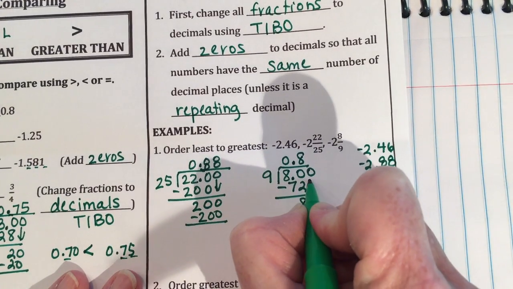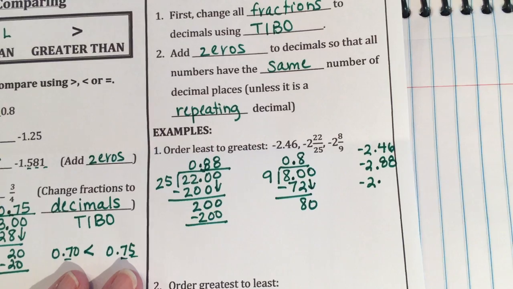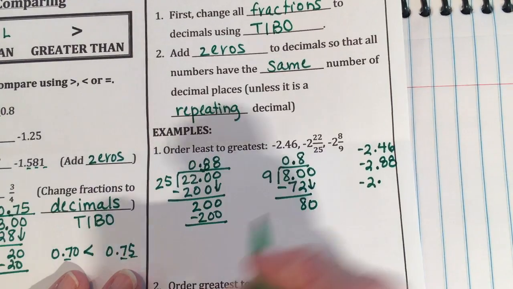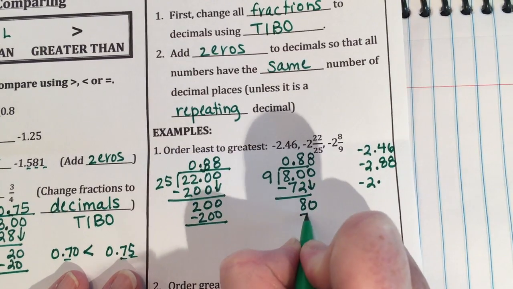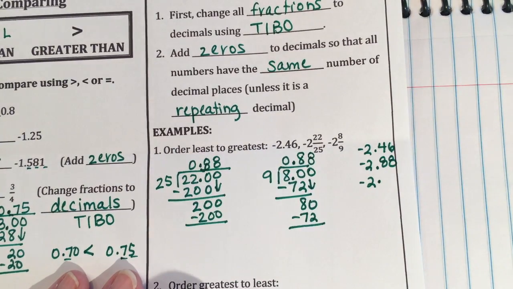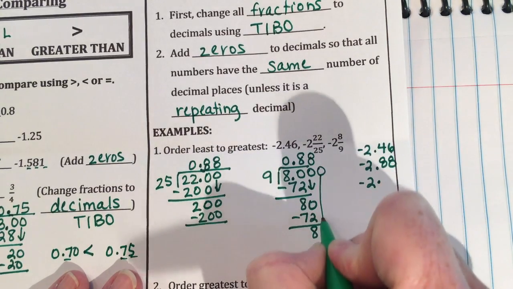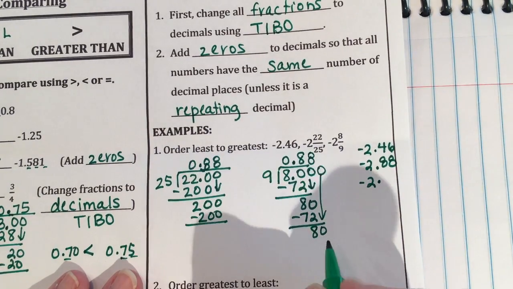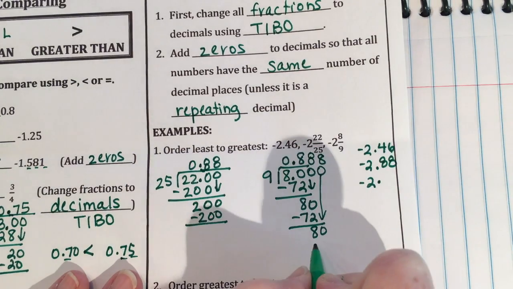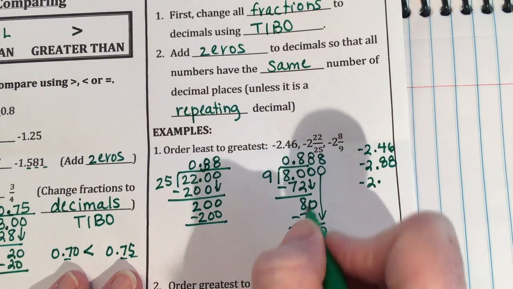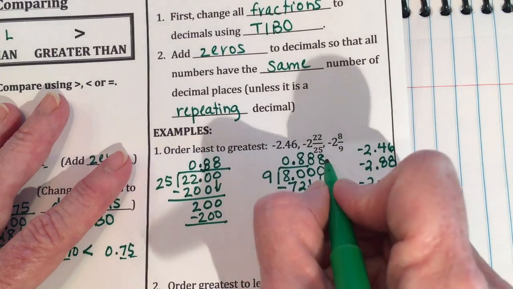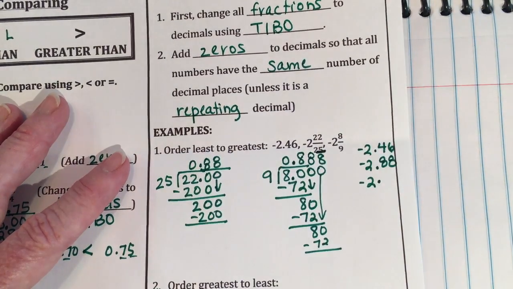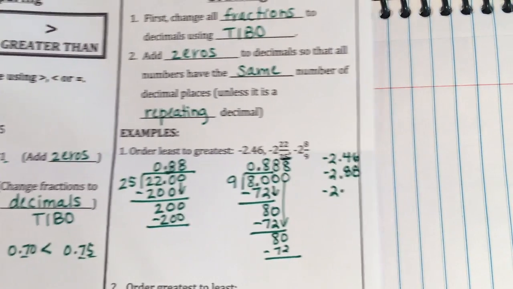Add a 0, bring it down, 80. 9 will go into 80. How many times? 8 times. 8 times 9 is 72. Okay, if I subtract, I get 8. Bring down a 0. What's happening here? 9 will go into 80, 8 times. This is a repeating decimal. I keep getting the same remainder each time. So this number is repeating. Remember, you can put a line over that number to show that it's repeating.